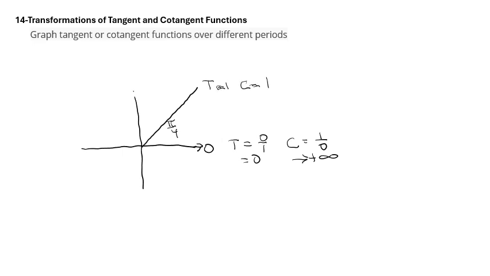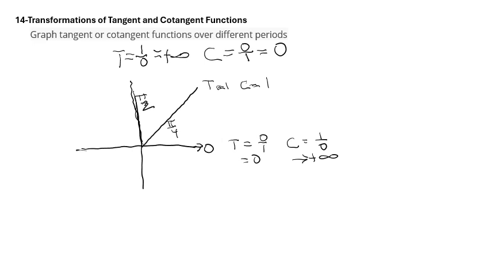At pi over 2, we know that tangent is sine over cosine, but that is positive infinity. We've got a vertical asymptote. Cotangent, cosine over sine, is 0. All right, so that's our first quadrant.